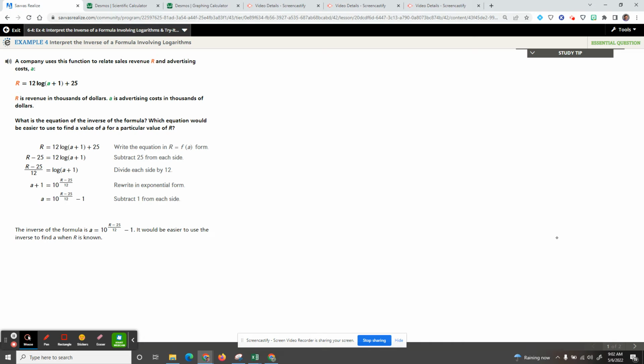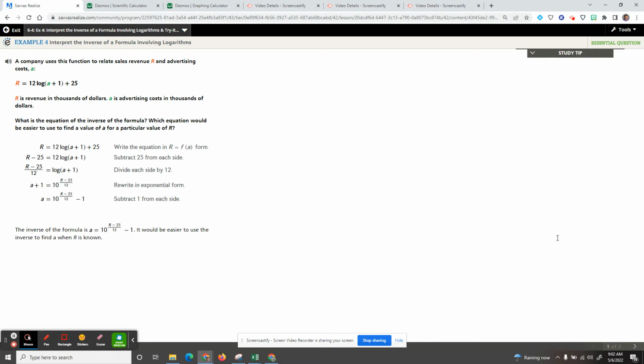So same process. Here's your original function. First thing they do is subtract 25 to the other side. Basically, we're just solving for A, right? Then divide everything by 12. Now you've got R minus 25 over 12 is equal to the log of A plus 1.